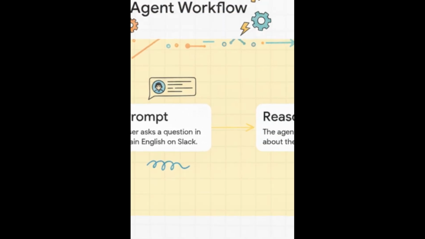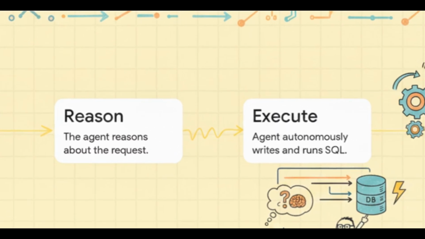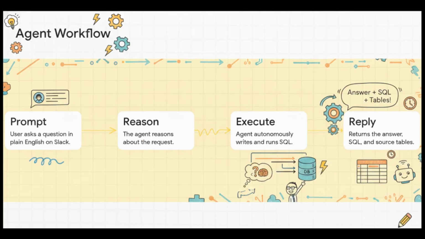The day-to-day workflow here is just incredibly frictionless. Let's say an engineer wants to know the number of active users over the past few weeks. Instead of jumping through hoops, they simply type that plain English question directly into Slack. The agent takes a second, reasons about the request, autonomously writes the correct SQL, runs it, and then literally seconds later replies with the exact answer, the SQL code it executed, and the source tables it pulled from. It is a completely seamless loop.